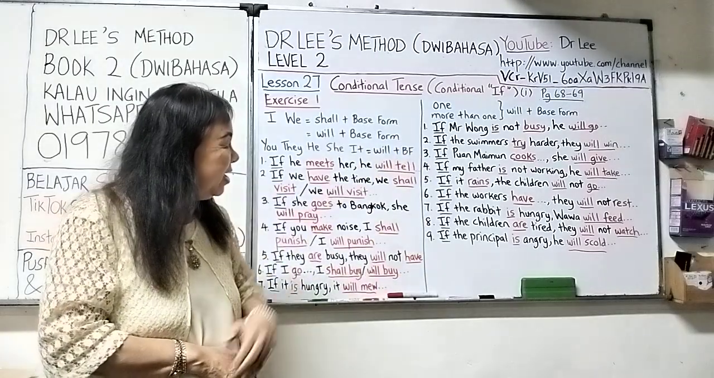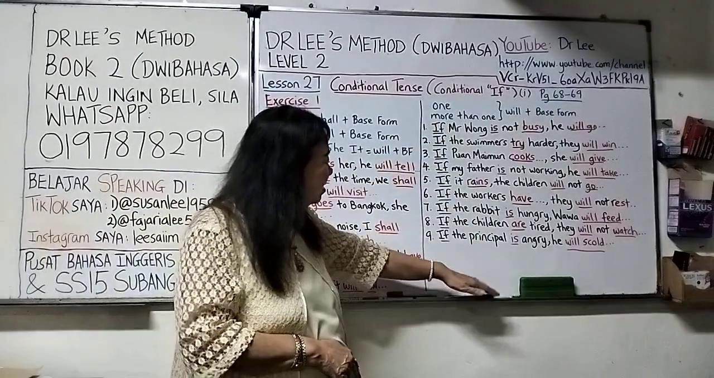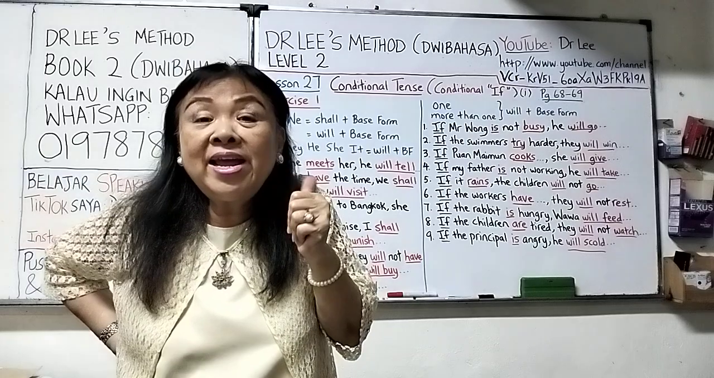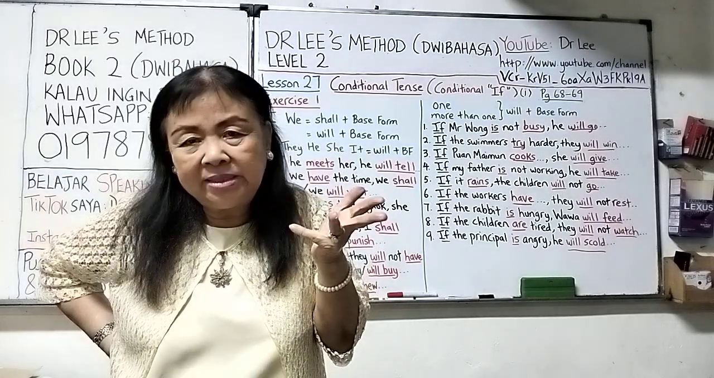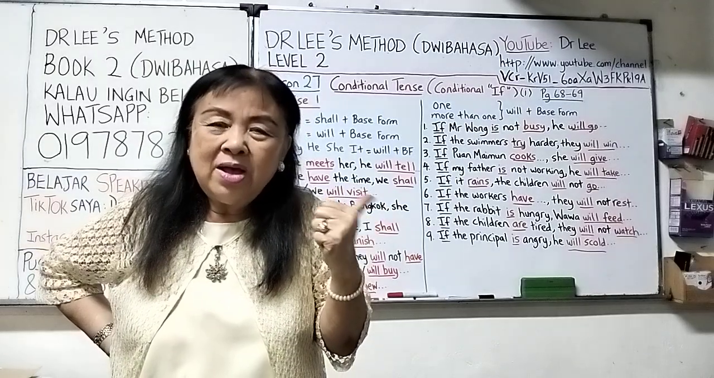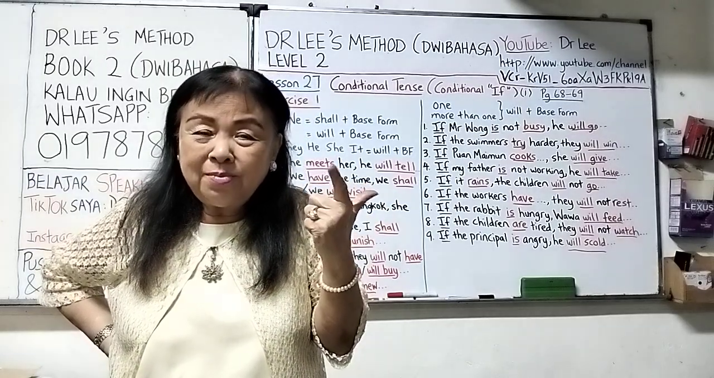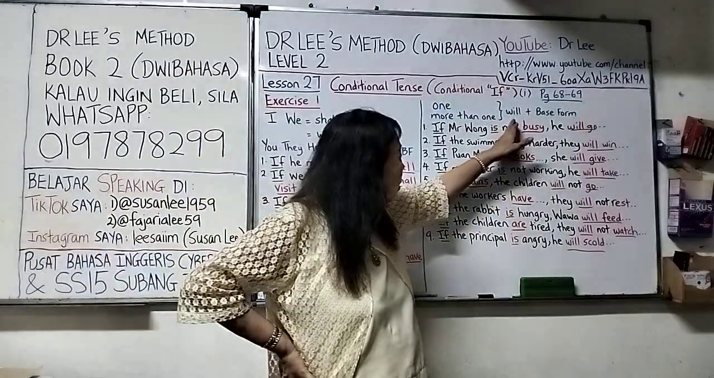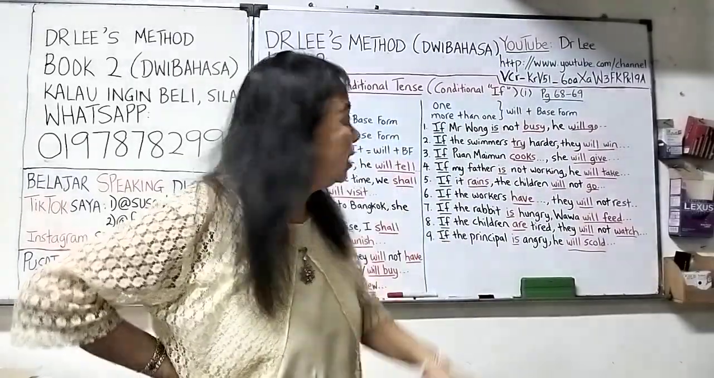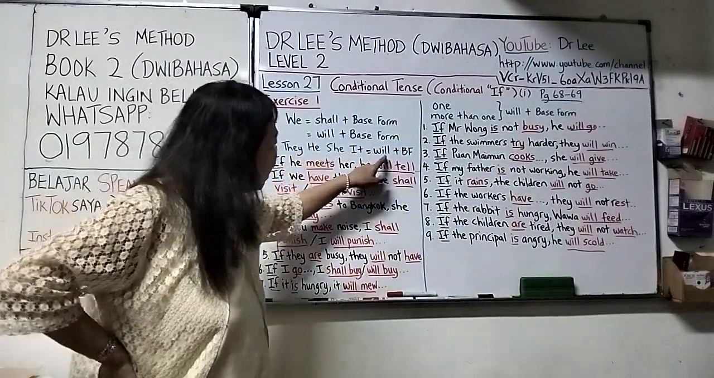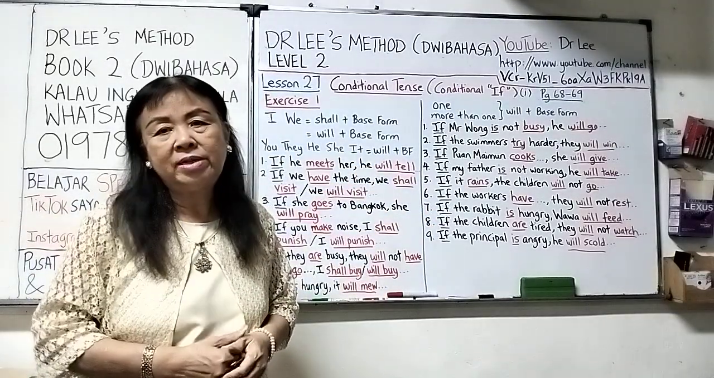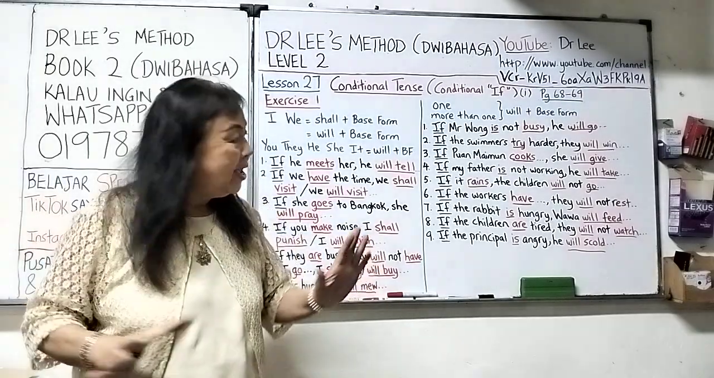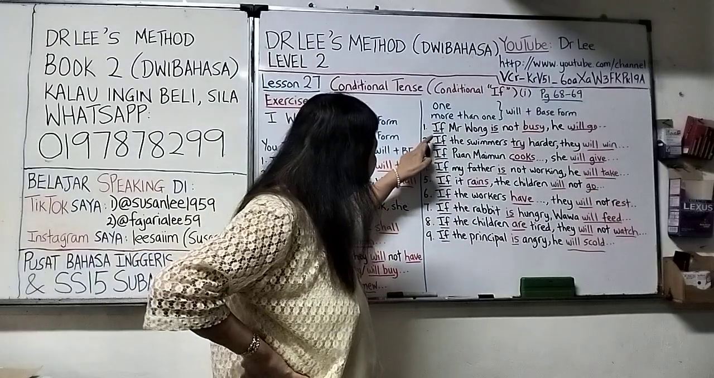Okay? If Mr. Wong, then this side is as usual, this side is one or more than one. So one means one animal, one person, one thing, one place, or more than one person, more than one thing, more than one place, more than one animal. We use will plus the base form, not shall, like you, they, he, she, it, same. We don't use shall. We only use shall for I and we. Okay? It is the same.